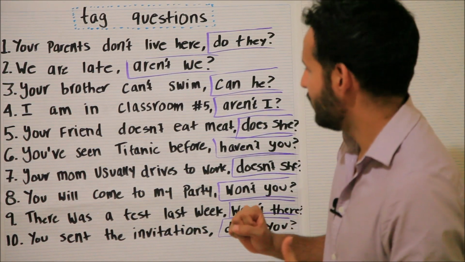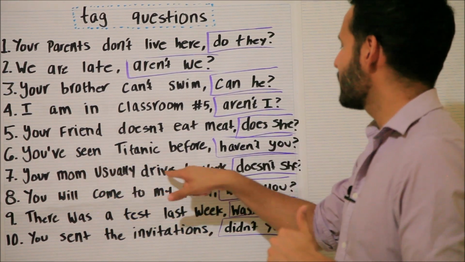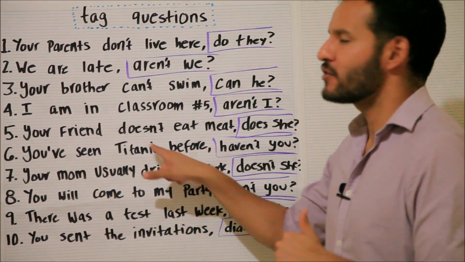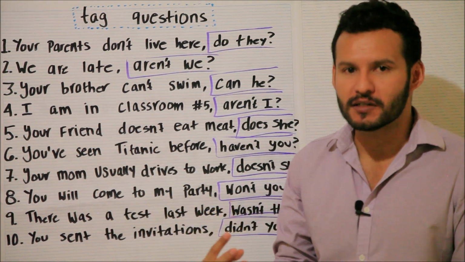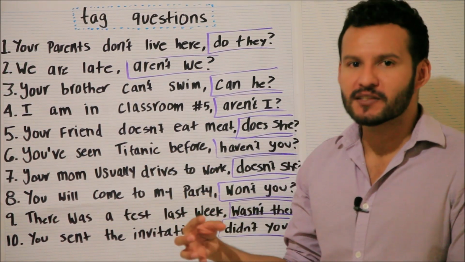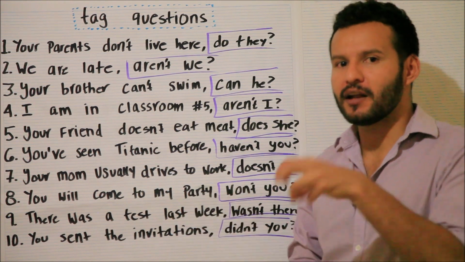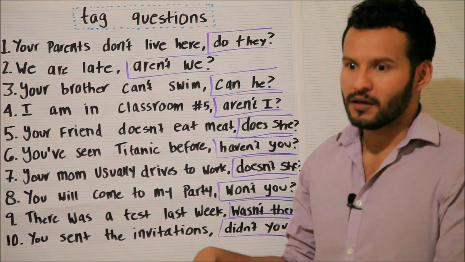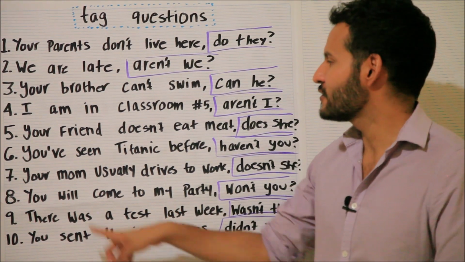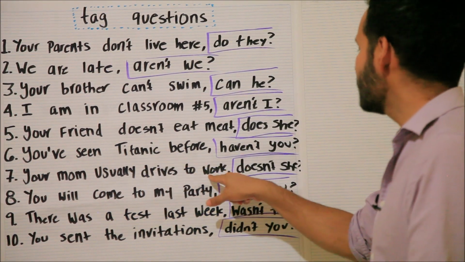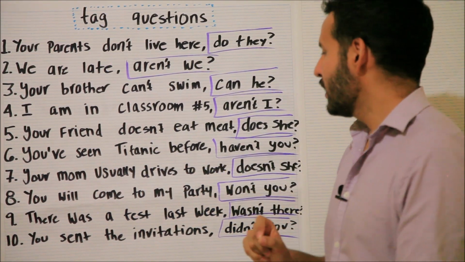Number 1, your mom usually drives to work. So again, you have the verb drives, but it doesn't have any type of auxiliary. Drives is simple present, so you're simply going to use a negative tag question. The auxiliary doesn't. So your mom usually drives to work, doesn't she?